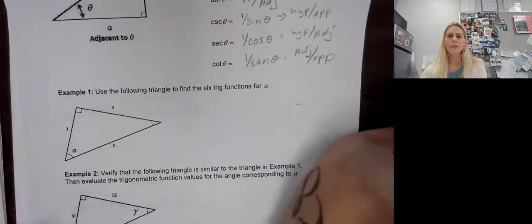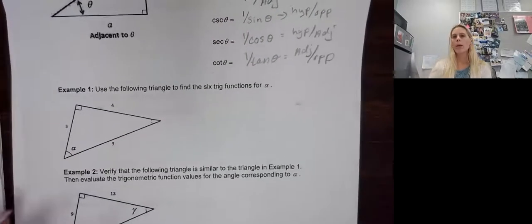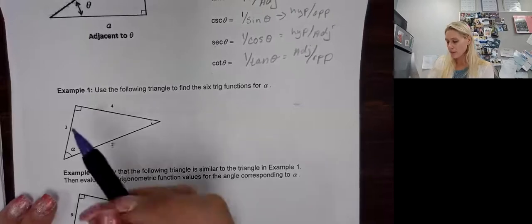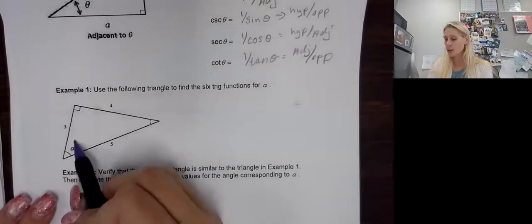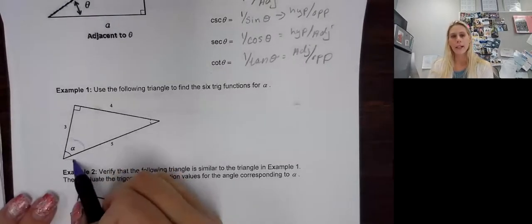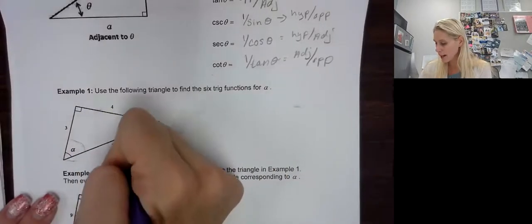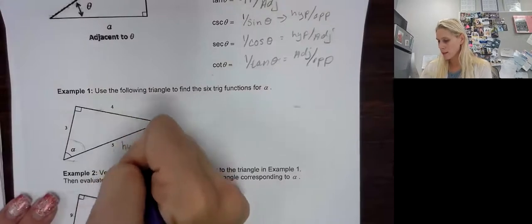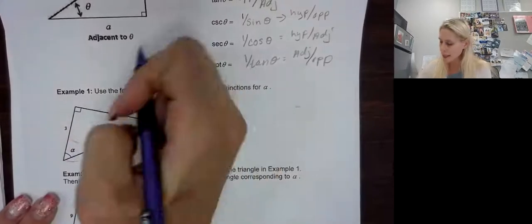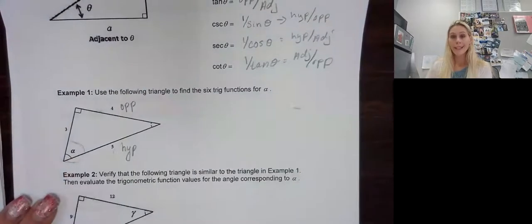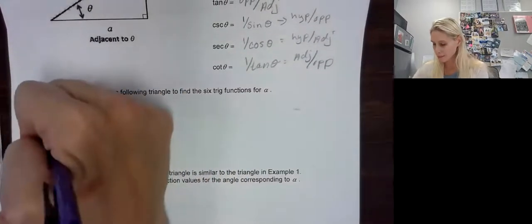So like I said, the first thing we want to do when we are finding these ratios is label our sides according to the degree. So our angle is going to be alpha. So we're looking at this angle right here. 5 is across from the 90 degrees, so it's the hypotenuse. 4 is across from the angle, so that's opposite. 3 is right next to, so it's adjacent.